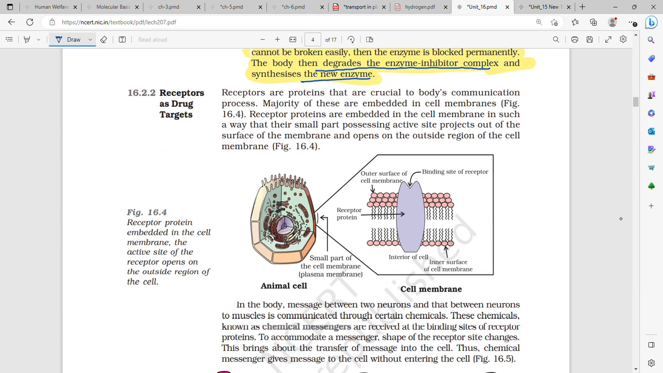Now, receptors as drug targets. Receptors are proteins that are crucial to the body's communication process. The majority of these are embedded in cell membranes.